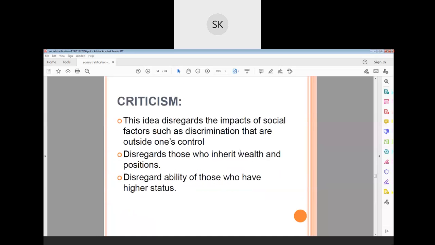The criticism we already discussed: the idea disregards the impact of social factors such as discrimination that are outside one's control, and disregards those who inherit wealth and position. Also, I told you, when Jawaharlal Nehru became prime minister, he was very wealthy and sound in finance. It may be the reason he did not want the money, so he would serve the people, since he already had more money in his hand. Even as a freedom fighter he had more money. So there is also a reason that discards those with higher status, who already have a good education and good income level.